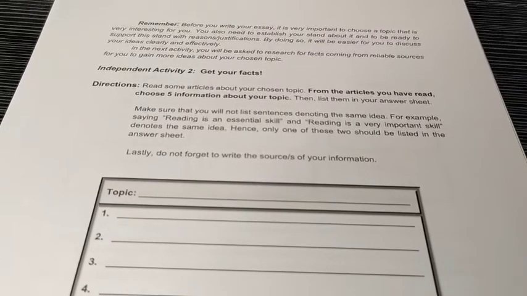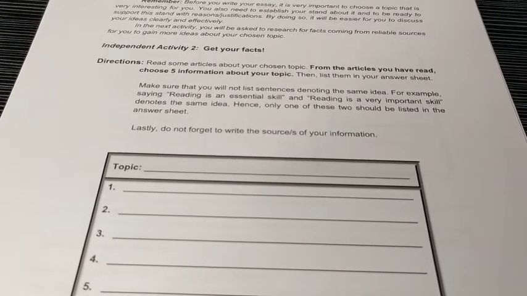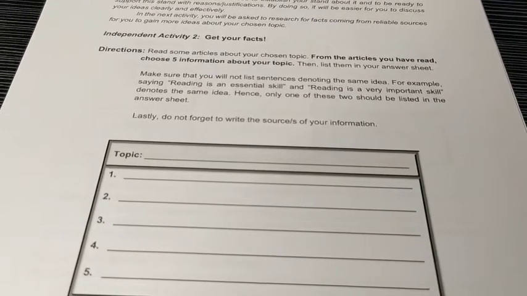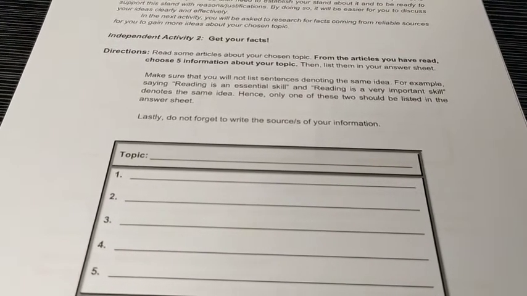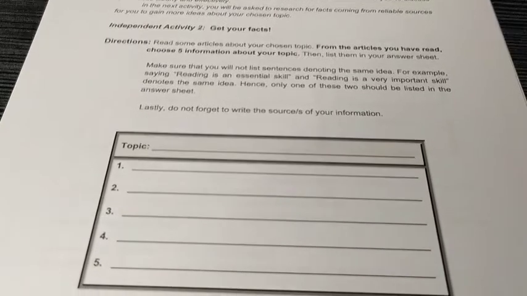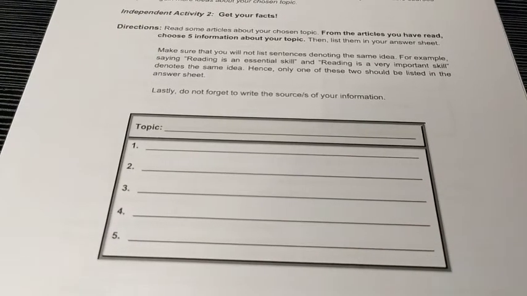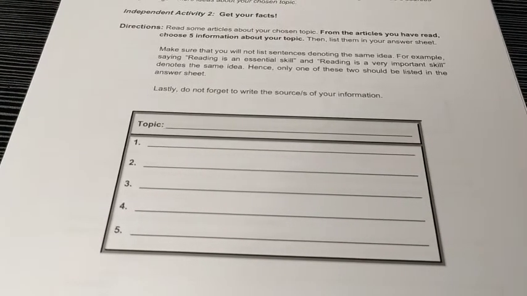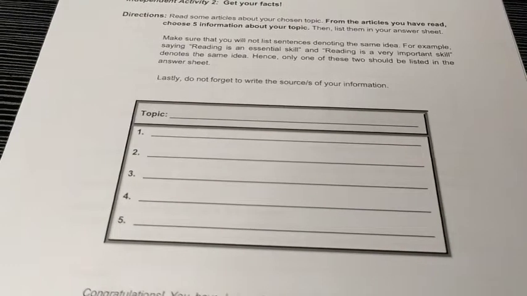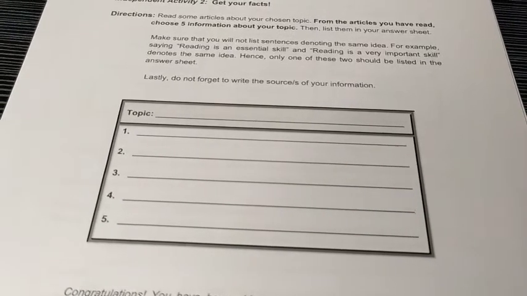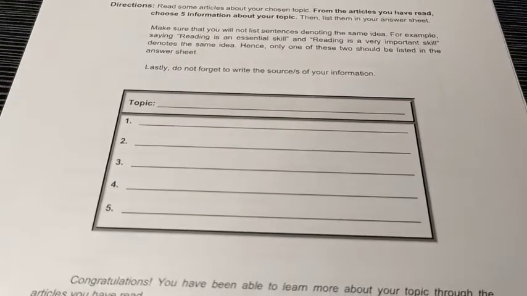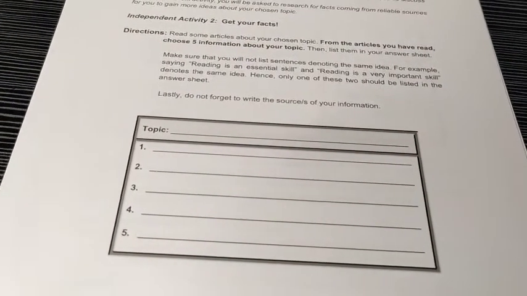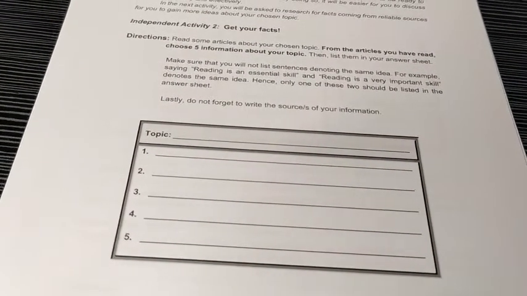So you now have your independent activity number 2, get your facts. From the articles you have read, choose 5 pieces of information about your topic. For example, you have your chosen topic about being faithful or prayerful. Choose facts, articles, proofs about your stand.